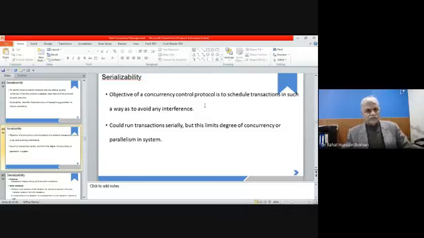We could run transactions serially, but this limits the degree of concurrency or parallelism in the system. If all the transactions should be carried out serially, it may limit the degree of concurrency. It means that we can't access the data simultaneously, or we can't let users read the data simultaneously, if only the transactions should be carried out serially.